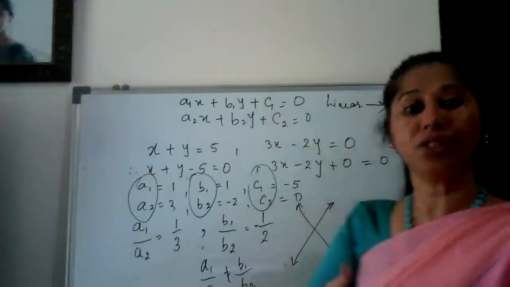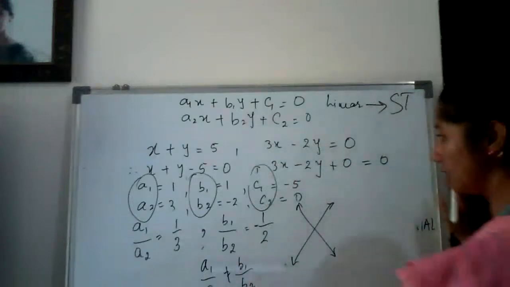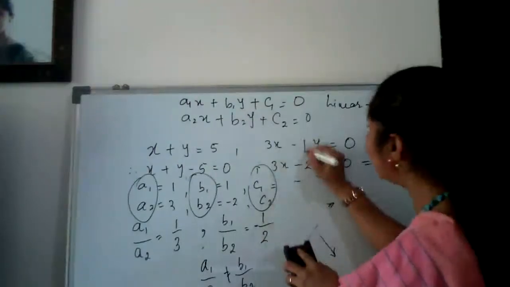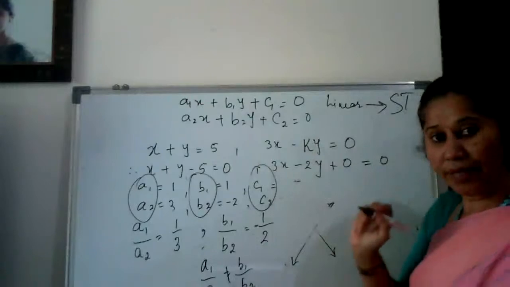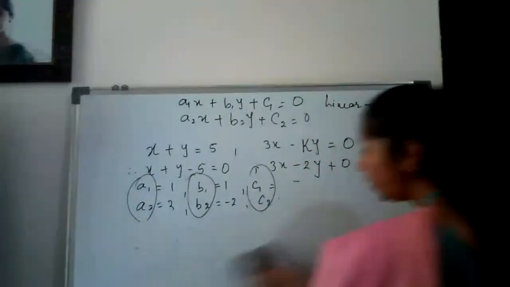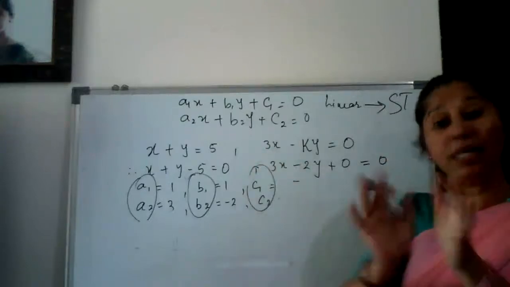Now the reverse question is asked to you like this. I'll just make a bit of change in the question. Suppose I make this K1. Then naturally, what are you given here? They will give you that there is a unique solution.